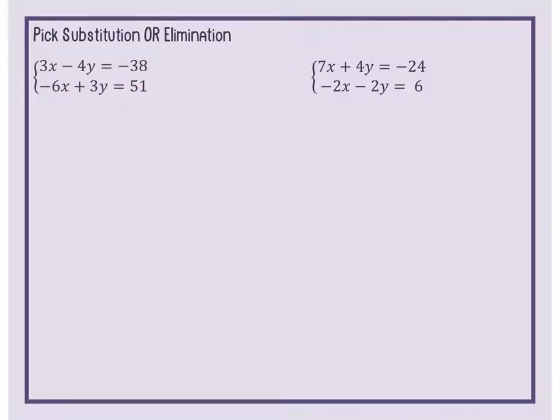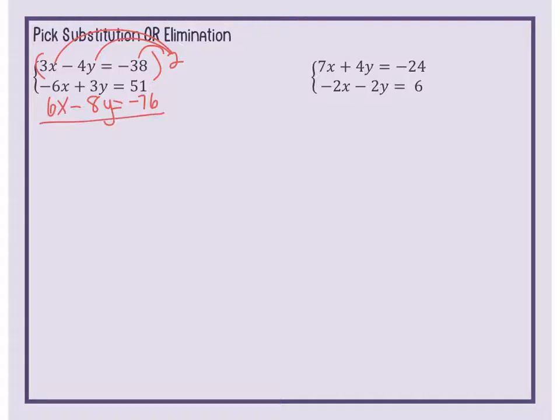Now, we know for elimination, we're looking for the same number with different signs, and neither one of these has this. So I can make these have the same number but different signs. I can choose x's or y's. In this case, if I choose x's, I only need to multiply the top equation. So how can I make the positive 3 turn into a positive 6x? Well, I multiply the whole equation times 2. Okay? So that 2 is going to go to all of them. I wrote it behind it just because I have room. So positive 6x minus 8y equals negative 76.